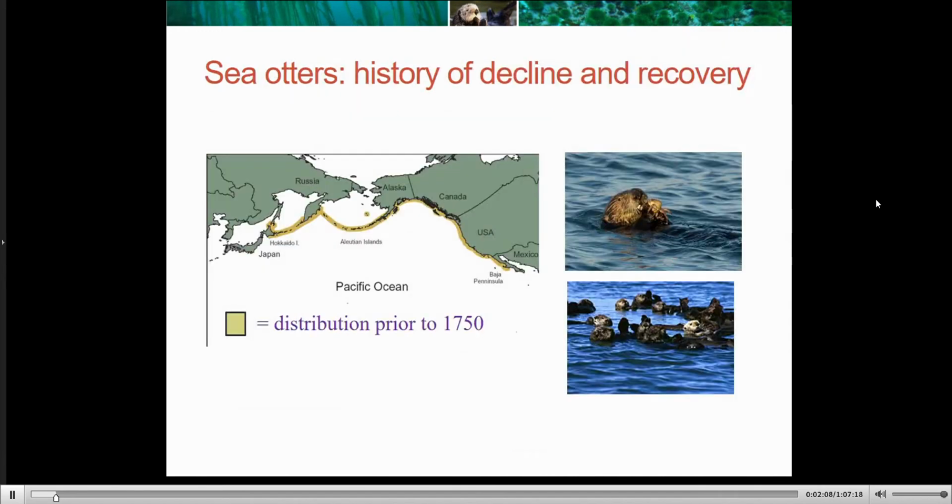So I'm going to start with a brief history, although probably most of you are familiar with this, I don't want to assume anything. A brief history of sea otter population biology and conservation around the North Pacific. Sea otters historically occurred around the North Pacific Rim. In this map, you can see that yellow band from Hokkaido, Japan, up the Kamchatka Peninsula, the Aleutian Islands, and then all down the west coast of North America as far as Baja California. This was their distribution at the beginning of the fur trade in 1750.